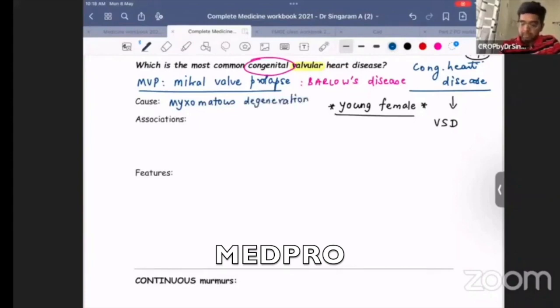Of the valve. You must have studied about different types of degeneration in your pathology classes. One of those is myxomatous degeneration. That is what exactly happens in the mitral valve to cause the abnormal looking mitral valve. That is the point.